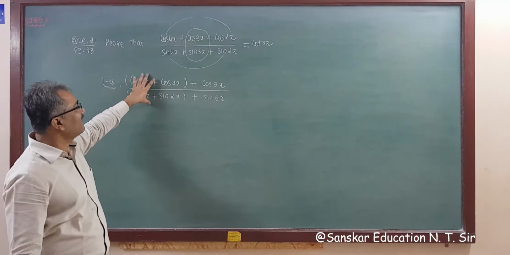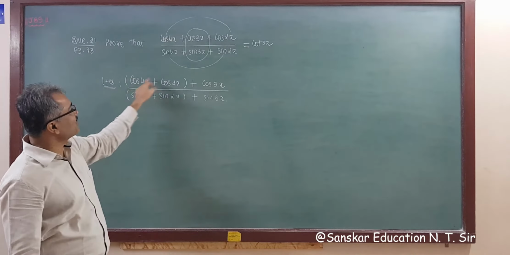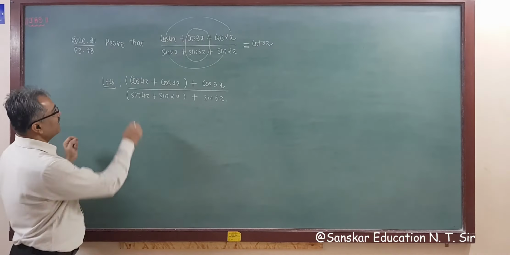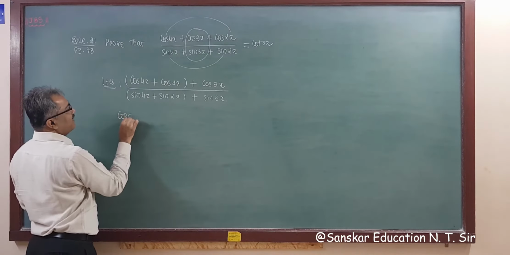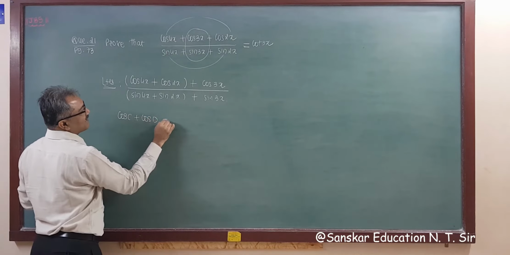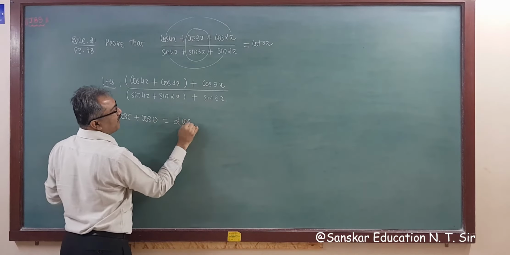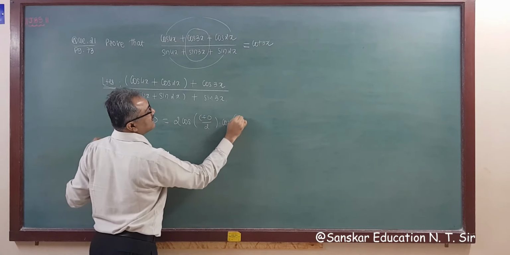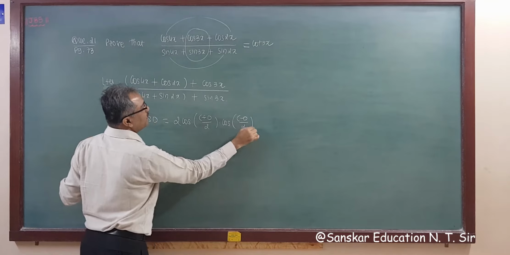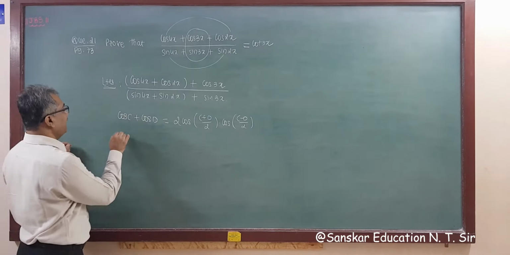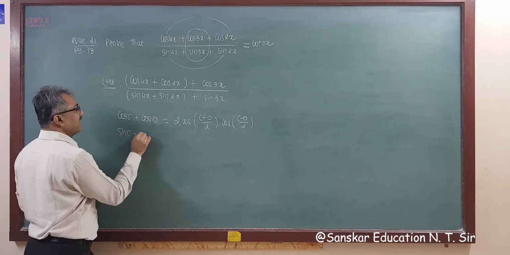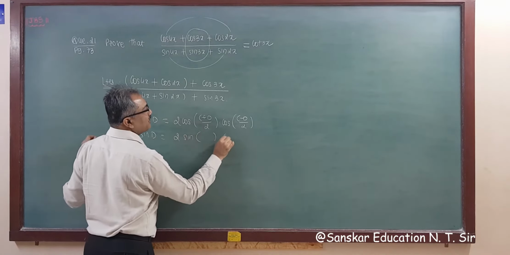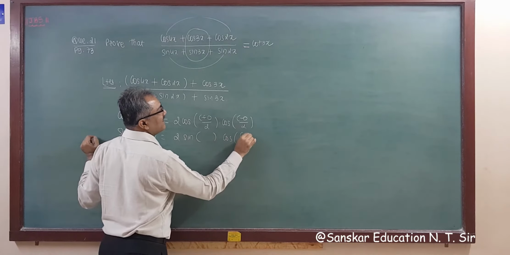So we have to deal with these two pairs, applying the cos C plus cos D formula and the sin C plus sin D formula. Writing the formulas: cos C plus cos D is equal to 2 cos (C plus D) by 2 into cos (C minus D) by 2, and sin C plus sin D is 2 sin (C plus D) by 2 into cos (C minus D) by 2.